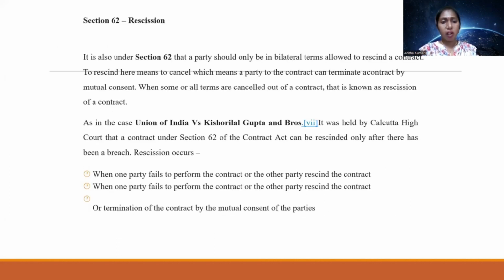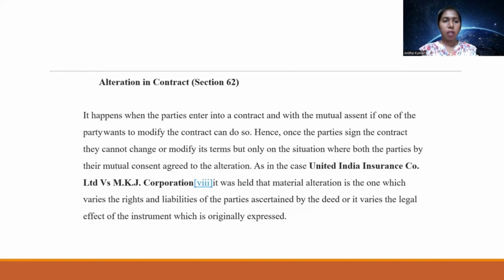Then what is called rescission? Already told you, rescission means cancellation. When one party is cancelling the performance, the other party also has full rights to cancel the contract. So what is called alteration?